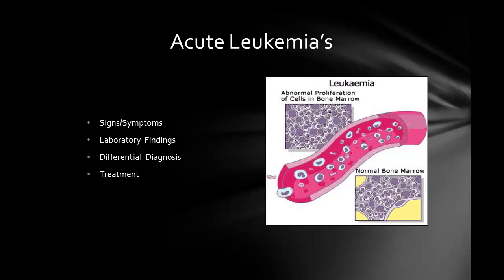When looking at AML, you need to distinguish it from CML, and ALL from CLL. Lymphomas and hairy cell leukemias also need to be distinguished from each other.